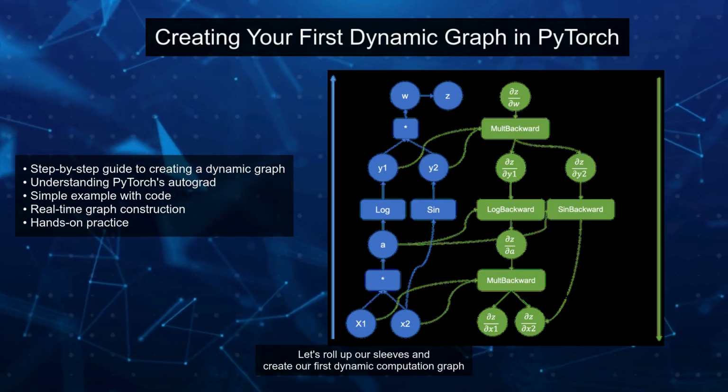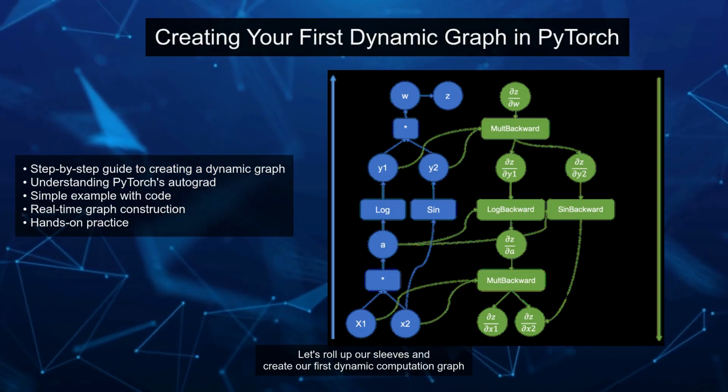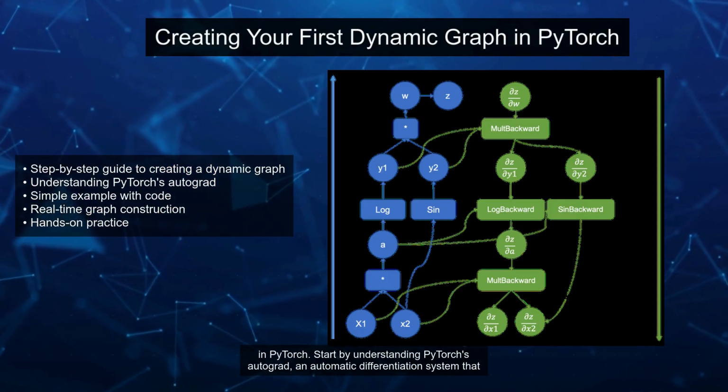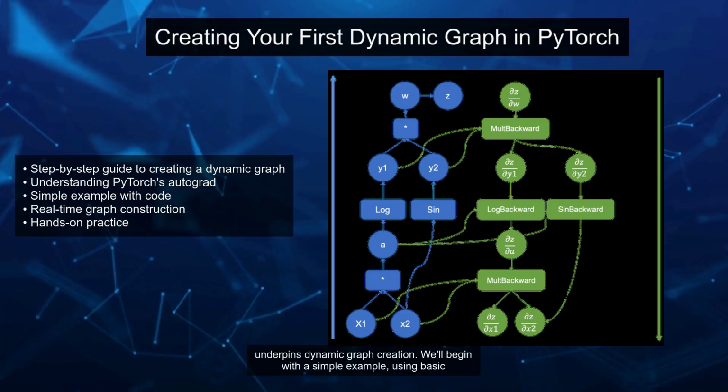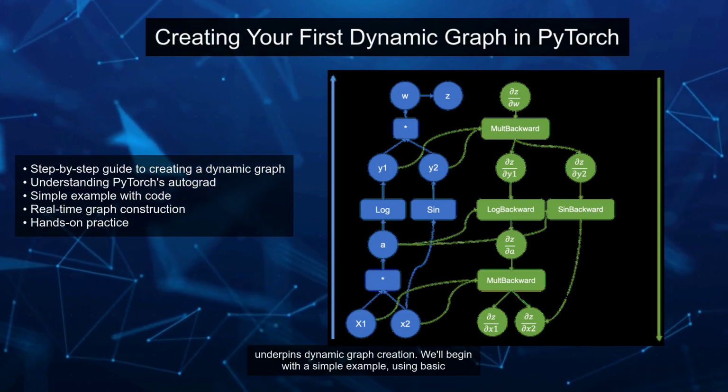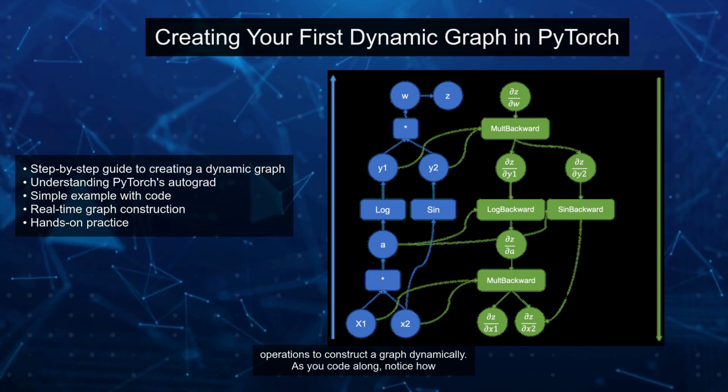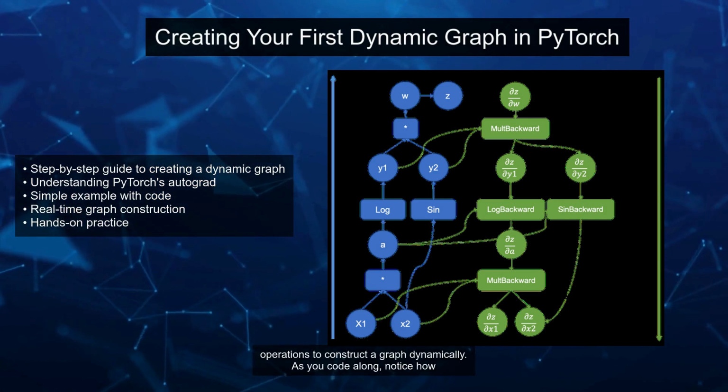Let's roll up our sleeves and create our first dynamic computation graph in PyTorch. Start by understanding PyTorch's AutoGrad, an automatic differentiation system that underpins dynamic graph creation. We'll begin with a simple example, using basic operations to construct a graph dynamically.